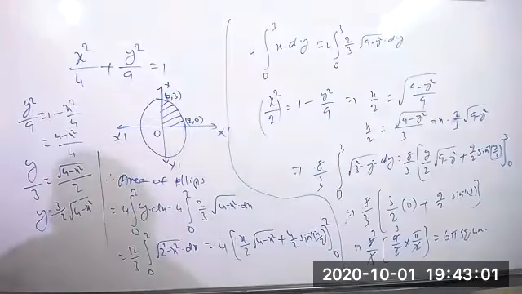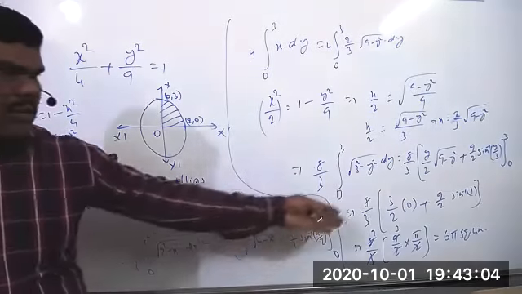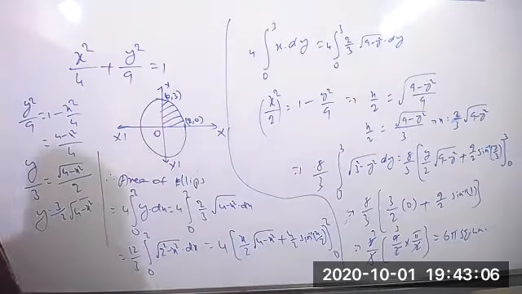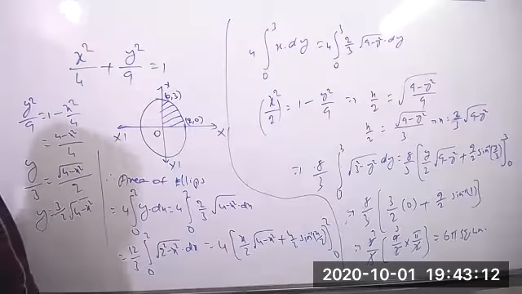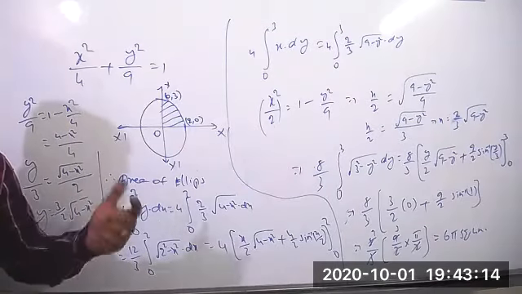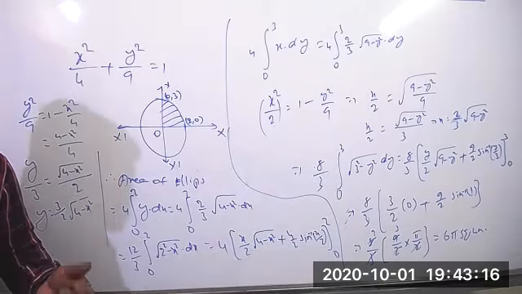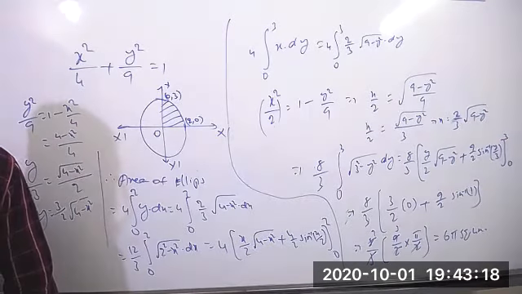The limits we took on the y-axis also gave the same answer, 6 pi square units. If we take the x-axis also, we will get the same thing. But these problems we have to solve in the examination. To finish in time, we require more practice, or else it will take so much time.